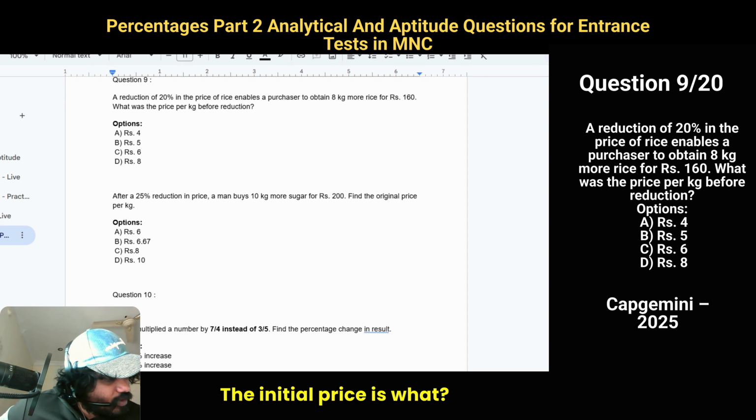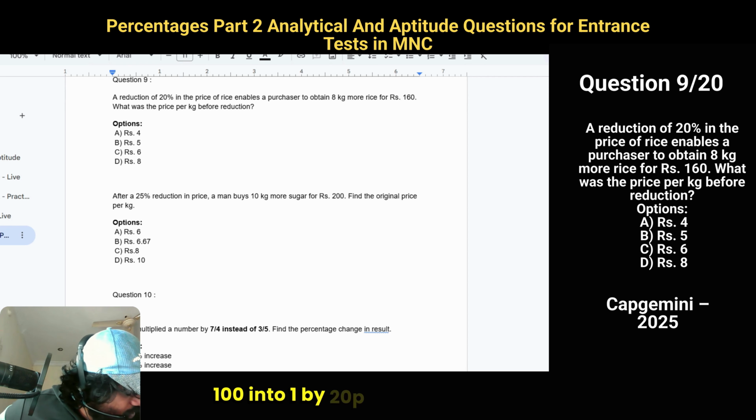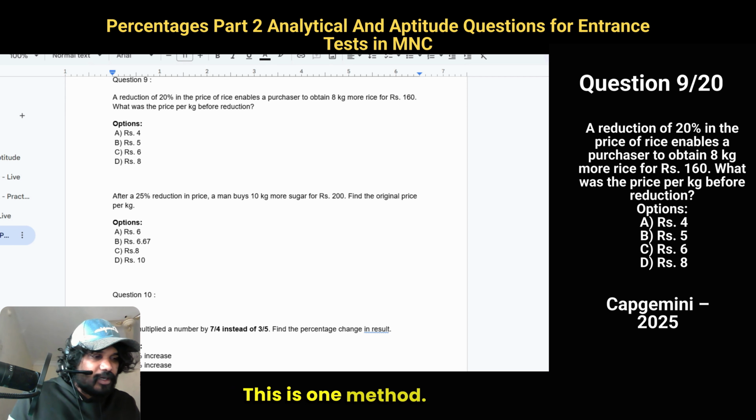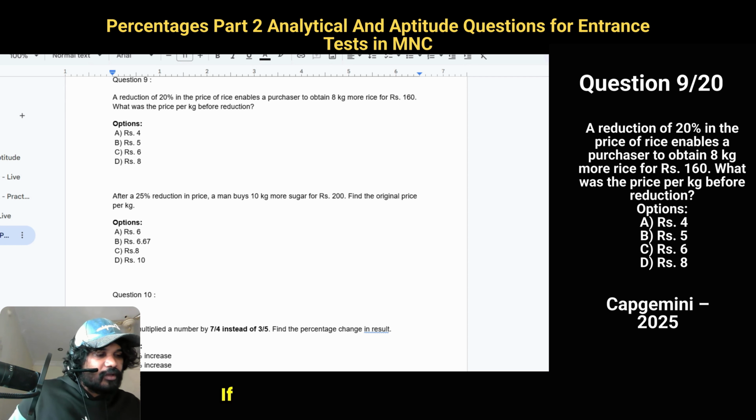The initial price is what? 100p, right? 100 into 1 by 20. P is 1 by 20, just substitute, you will get 5. 5 rupees per kg. Previously we took this here and we brought it down. So 5 rupees per kg. This is one method. I think this method will be easier because you already know it. If you do it in the other method, you will get confused. But we have two methods to do it.